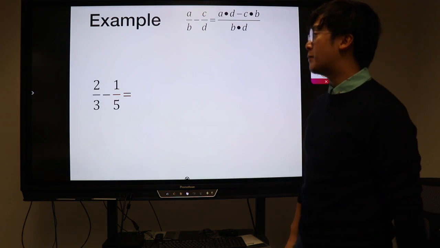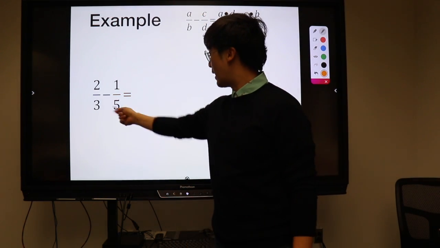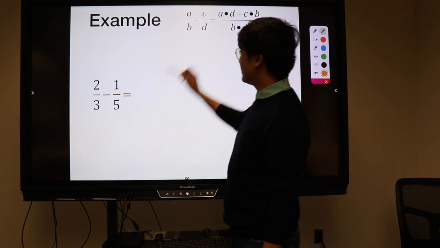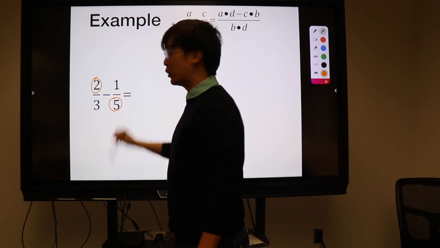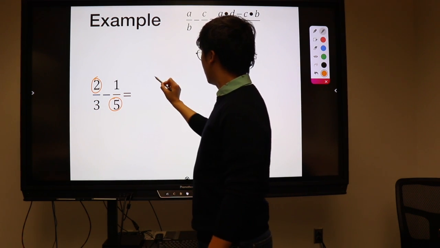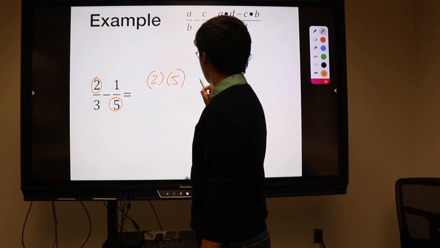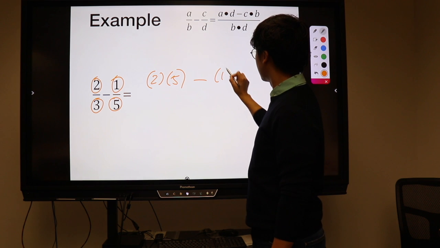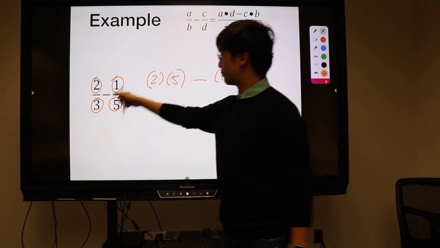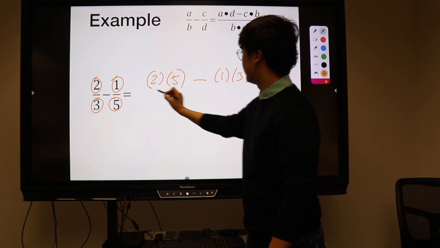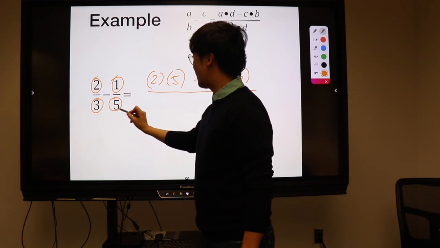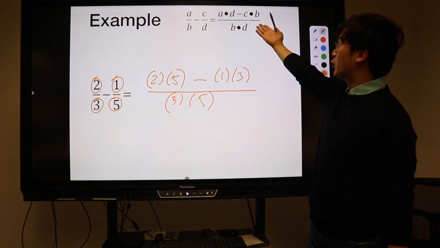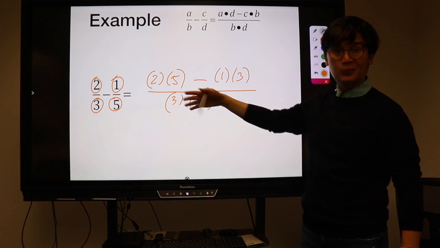Now, 2 over 3 minus 1 over 5. They don't have the same denominator, right? So we're going to apply the formula. You multiply that, 10, and you subtract the product of this, which is 3. So 10 minus 3 is 7, and then this and this, which is... No, I'm just showing first how I use the formula in this problem so that it makes sense.